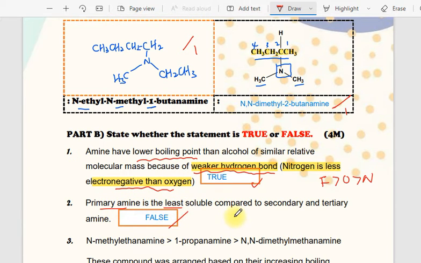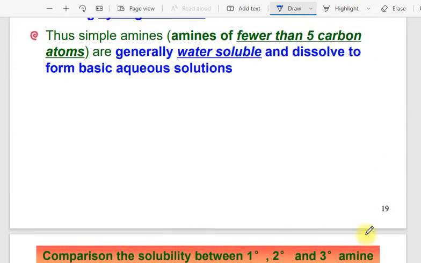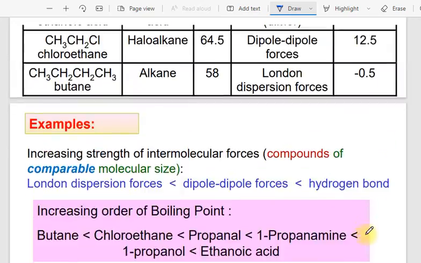Okay, false. Next, this one is also about boiling point, but for different classes of amine. Let's check: N-methyl ethanamine is secondary. 1-propanamine is primary amine. And N,N-dimethyl, with 2 alkyl groups, is tertiary amine. So if we check the boiling point, by right, primary amine has the highest boiling point.